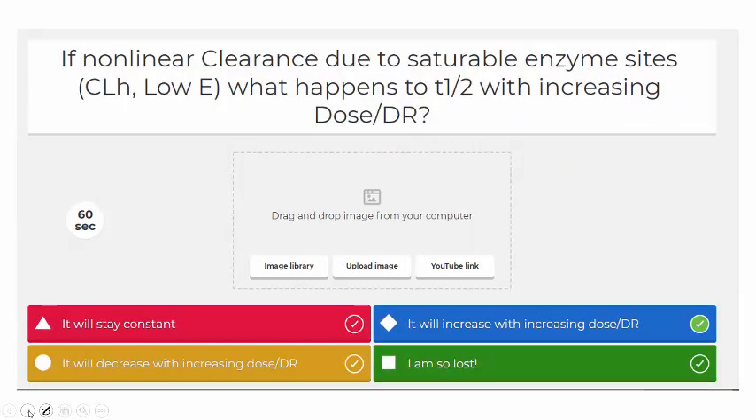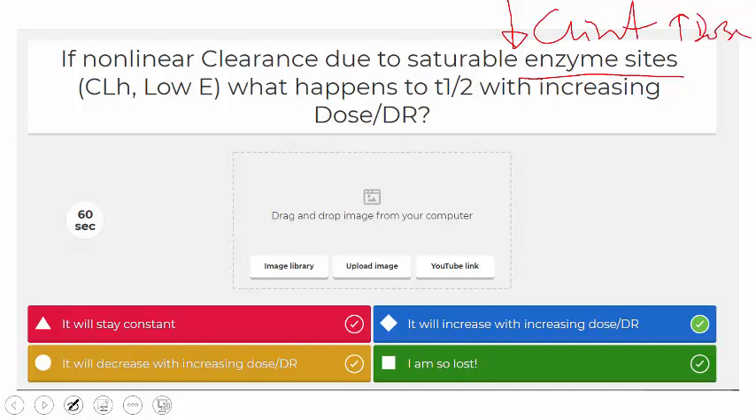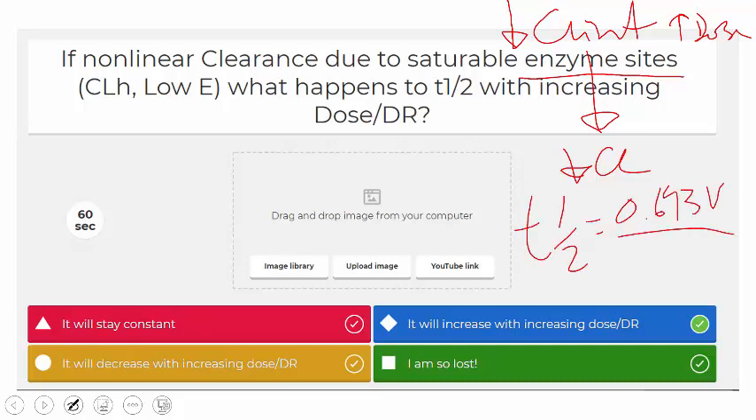If nonlinear clearance is due to saturable enzyme sites for a low E drug, what happens to the half-life? So if it's saturable enzymes, then what's happening? Then we have a decrease in intrinsic clearance as we increase the dose, right? Which results in a decrease in clearance for a low extraction drug. So what's going to happen to the half-life? Well, half-life is 0.693 volume over clearance.